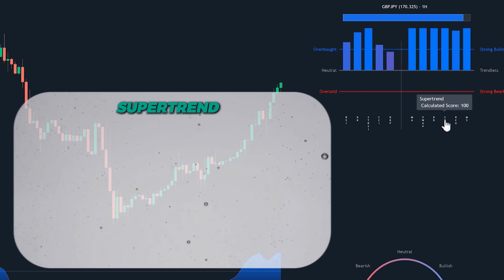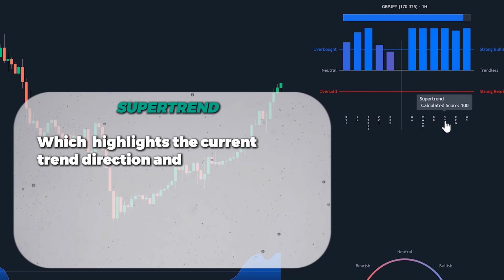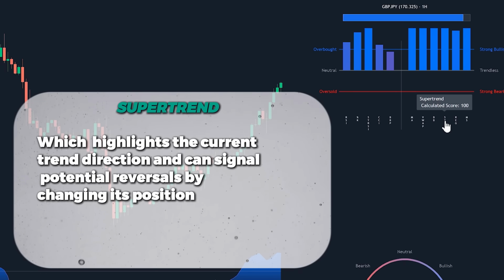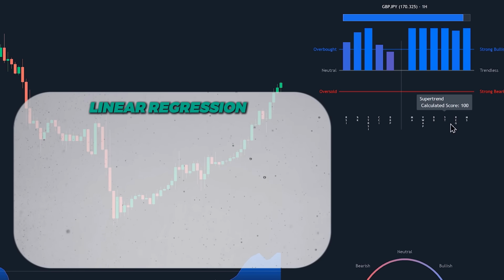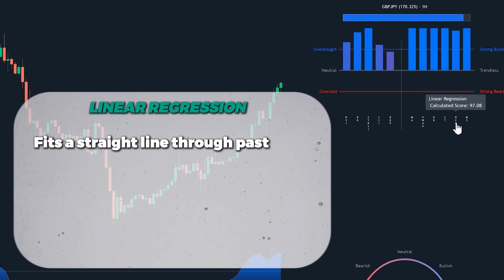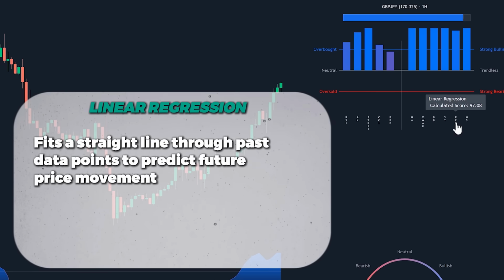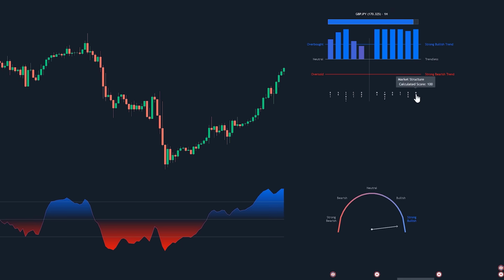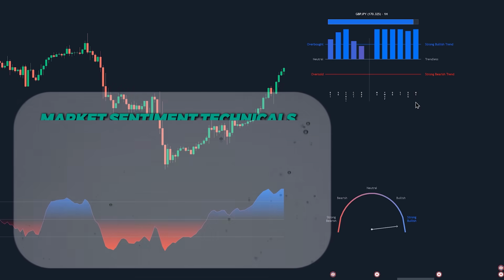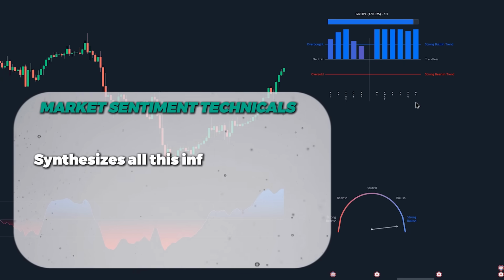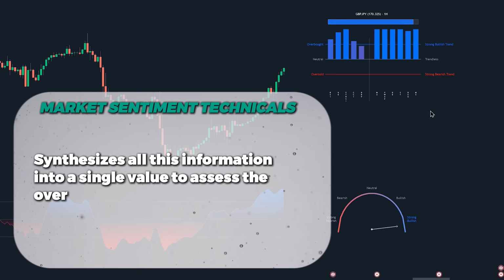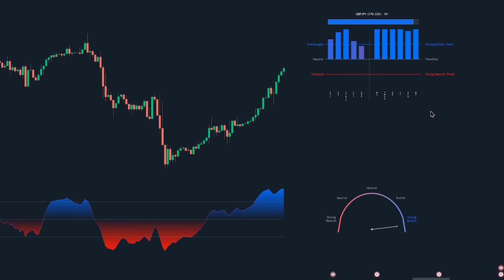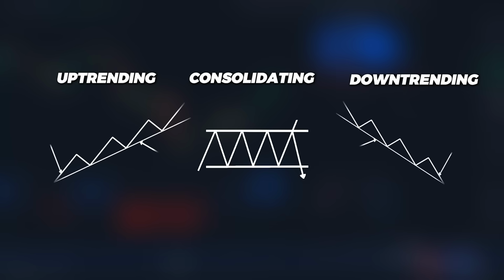Next, we have the super trend, which highlights the current trend direction and can signal potential reversals by changing its position relative to the price. The linear regression fits a straight line through past data points to predict future price movements and identify the trend direction. Additionally, the indicator offers market structure insights, giving you information about the overall pattern of the price action. Now, beyond evaluating each indicator separately, the Market Sentiment Technicals synthesizes all this information into a single value to assess the overall market sentiment. It determines whether the market is uptrending, consolidating, or downtrending.